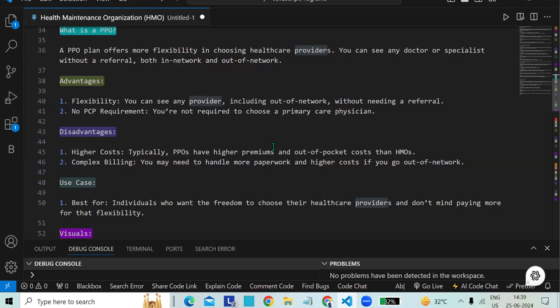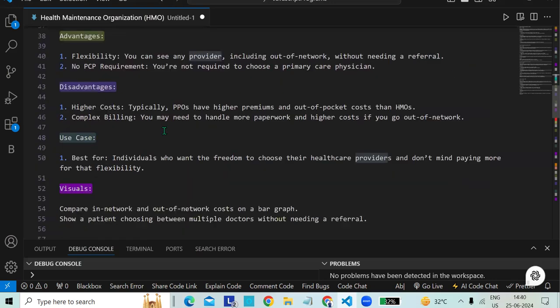I hope you understand. And the second one is complex billing. You may need to handle more paperwork and higher cost if you go out of network. The insurance companies provide the list of doctors, and those doctors are in network. If you want to go out of network, you may need to handle more paperwork, like more documents, your details, your insurance papers, all those things, and it may cost more. So these are some of the disadvantages of the PPO plan, preferred provider organization.